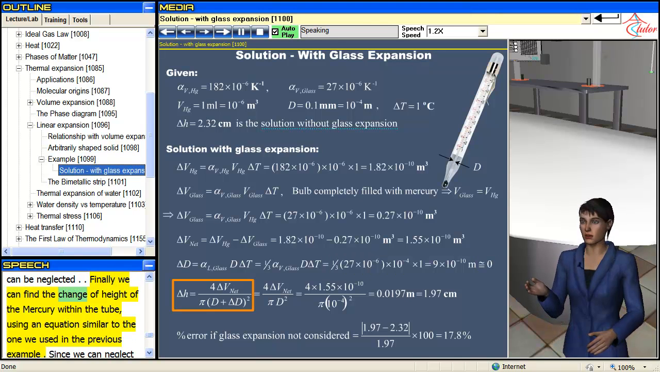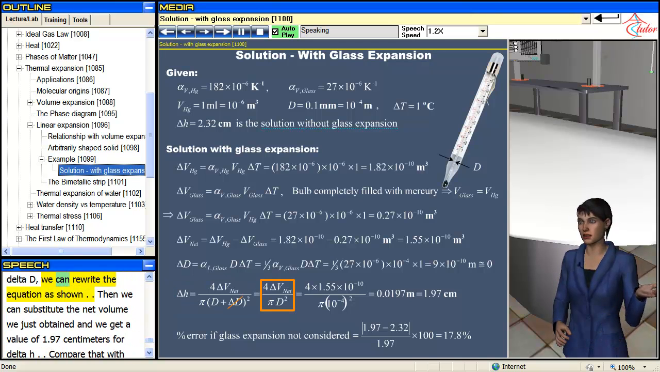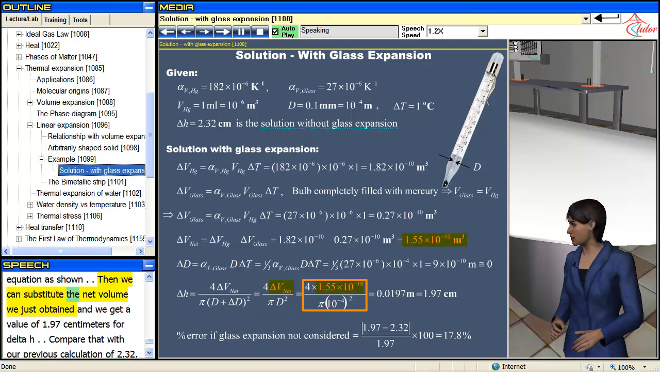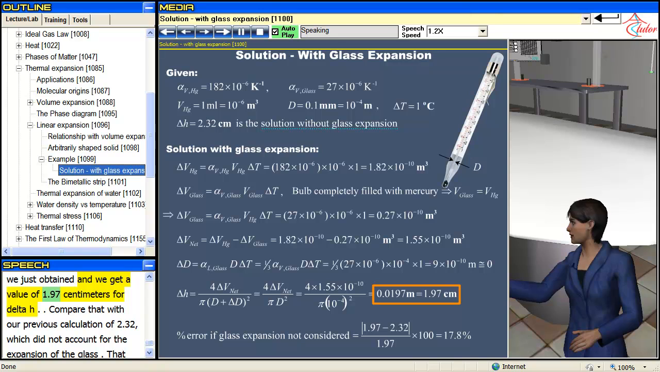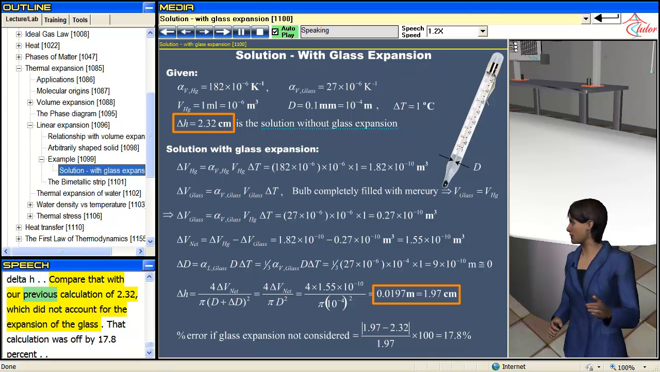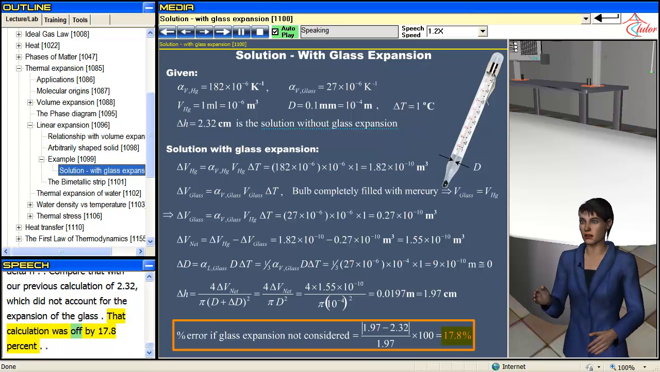Finally, we can find the change of height of the mercury within the tube, using an equation similar to the one we used in the previous example. Since we can neglect delta D, we can rewrite the equation as shown. Then we can substitute the net volume we just obtained, and we get a value of 1.97 centimeters for delta H. Compare that with our previous calculation of 2.32, which did not account for the expansion of the glass. That calculation was off by 17.8%.